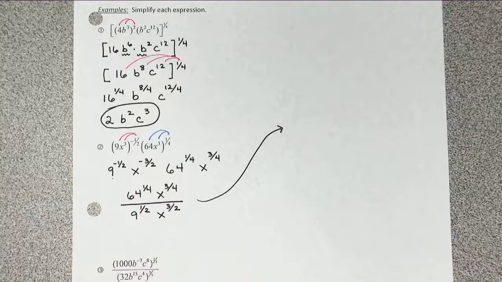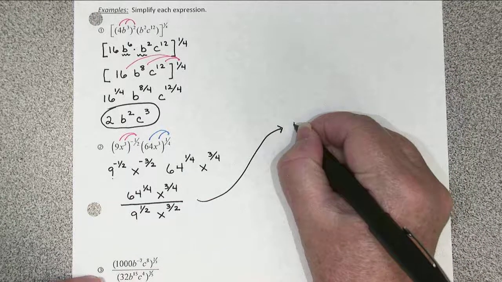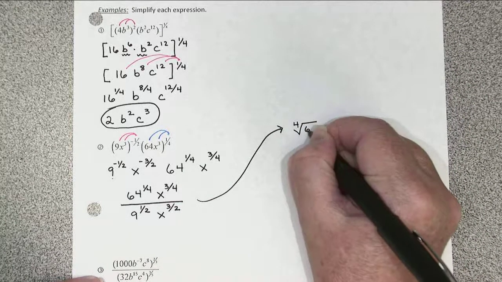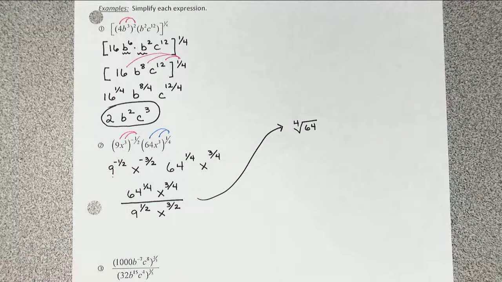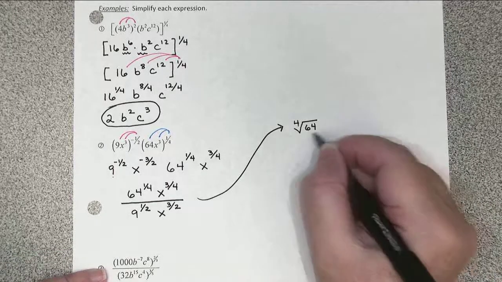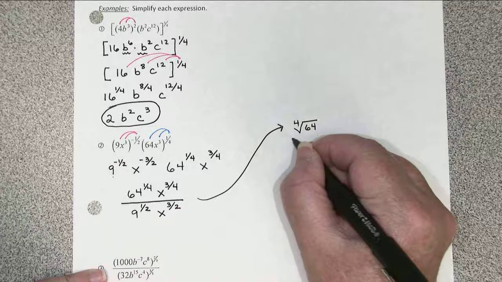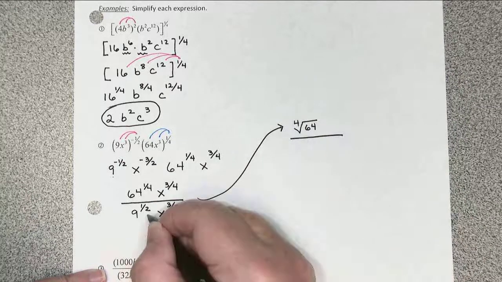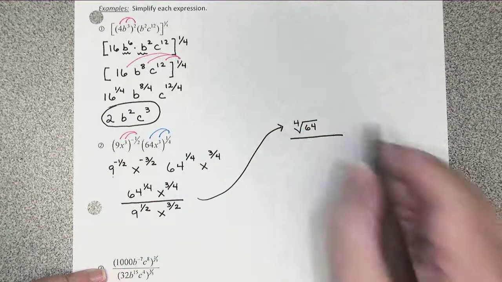All right, 64 to the 1/4 power. I don't believe that that one actually comes out evenly, so I'm probably just going to go ahead and leave that as the 4th root of 64. Or I could leave it in exponent form, 64 to the 1/4 as well. On the bottom, 9 to the 1/2, the square root of 9 is 3.